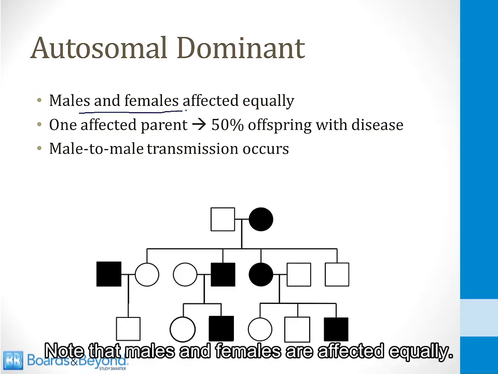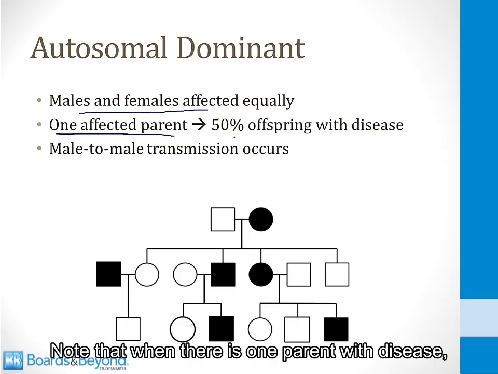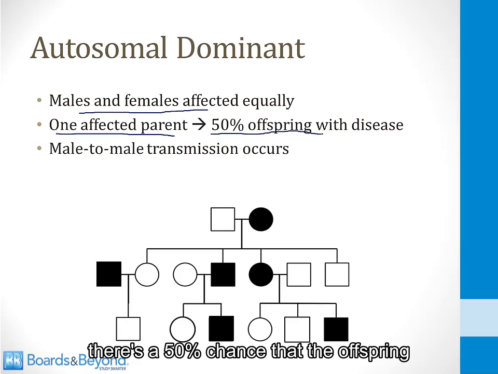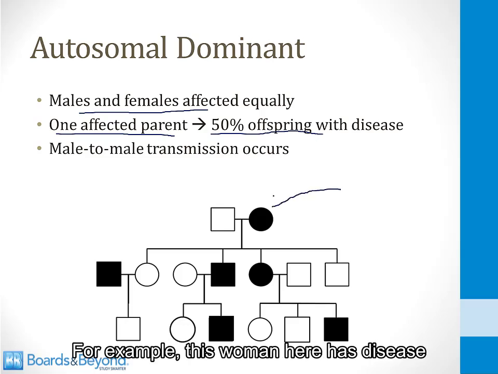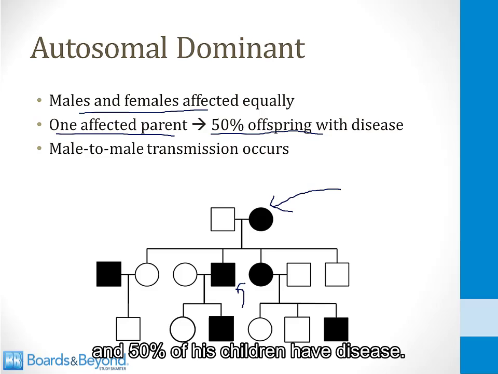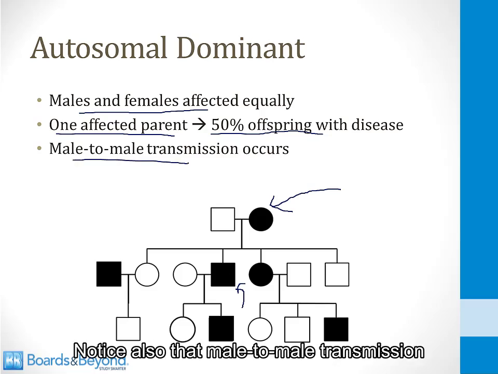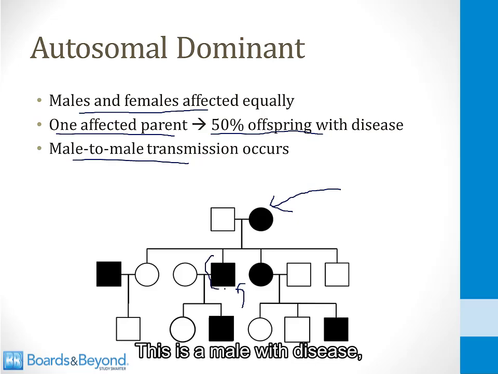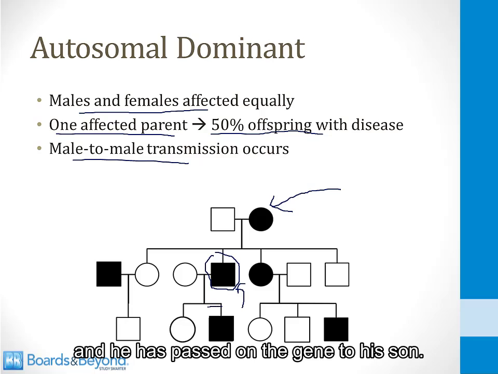Note that males and females are affected equally. Note that when there is one parent with disease, there's a 50% chance that the offspring will have disease. For example, this woman here has disease and 50% of her offspring are sick. This man here has disease and 50% of his children have disease. Notice also that male-to-male transmission occurs in this pedigree. This is a male with disease, and he has passed along the gene to his son.